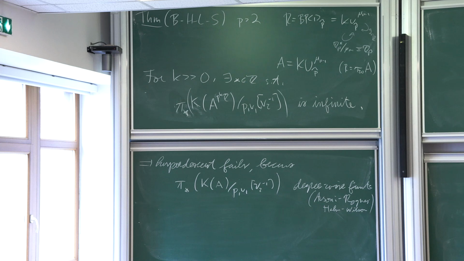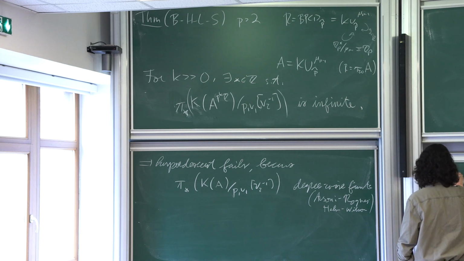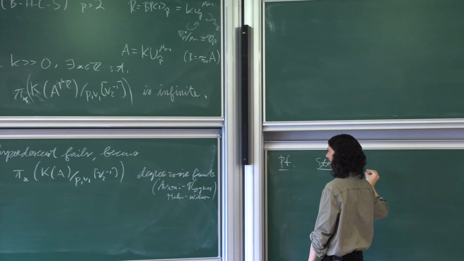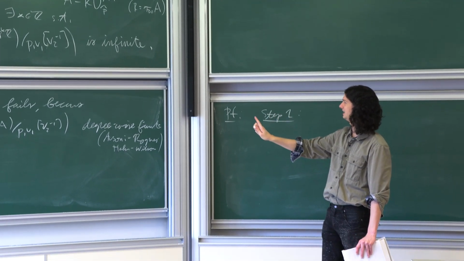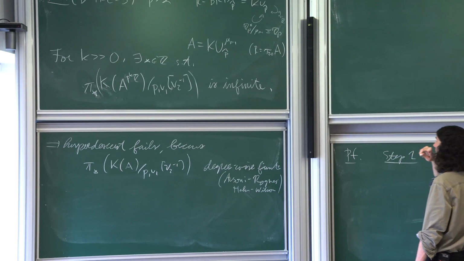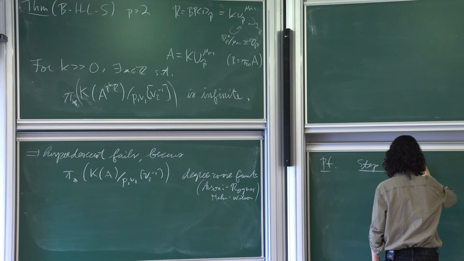Okay, so proof. Step 1 is to switch from K of A, K of A p to the k Z, to TC of R p to the k Z.